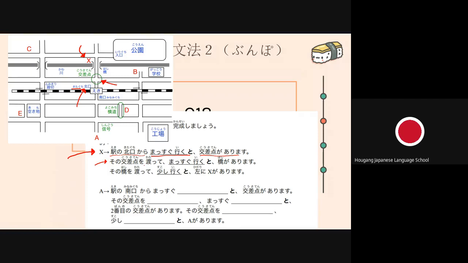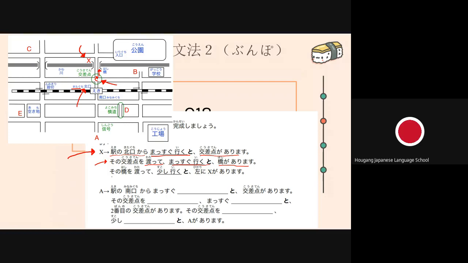Oh, 와타테. What's 와타테? Okay, we learned that. Okay, so cross. So we just barely cross the road. Okay, that junction, cross that junction. 마스그이그도, when you go straight, 하시가 아리마스. Okay, when you go straight, there is a bridge. So we reach the bridge. Go a little bit, reach the bridge with me.